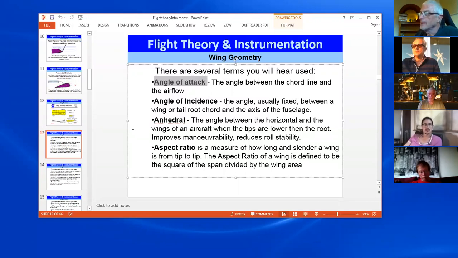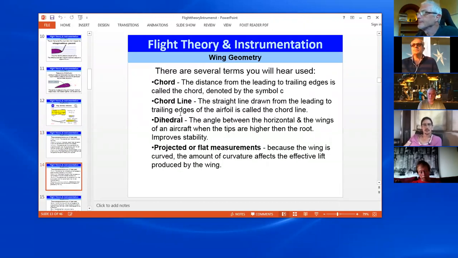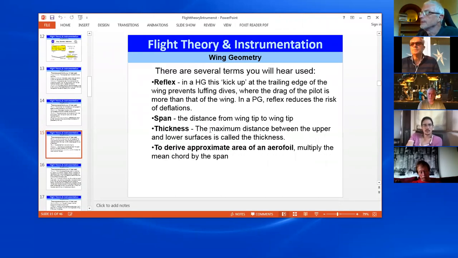The rest are in there because they need to be, but you don't really need them for the exam. Same with dihedral, you don't need to know that for the exam. It's just there. It's a flying term.